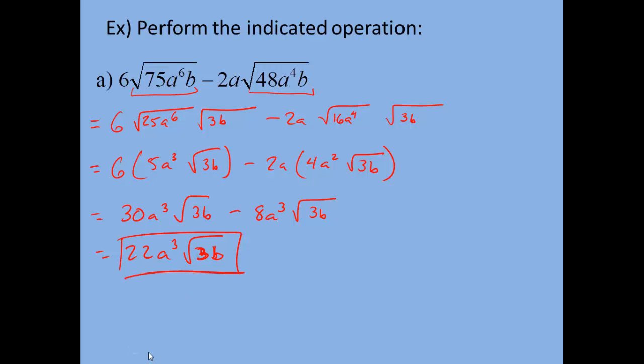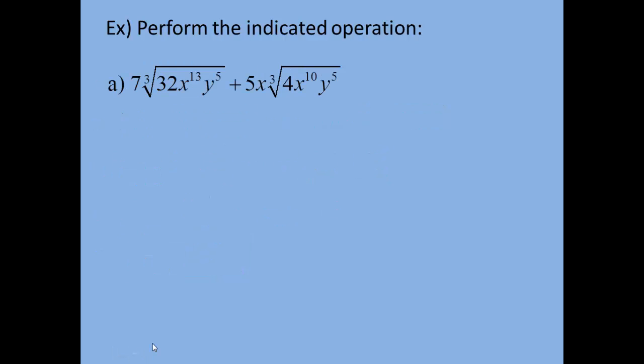All right, let's take a look at the next one. So looking at this, we've got 7 cubed root of 32x to the 13th y to the 5th plus 5x cubed root of 4x to the 10th y to the 5th.